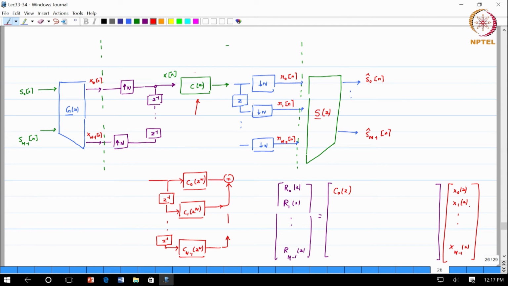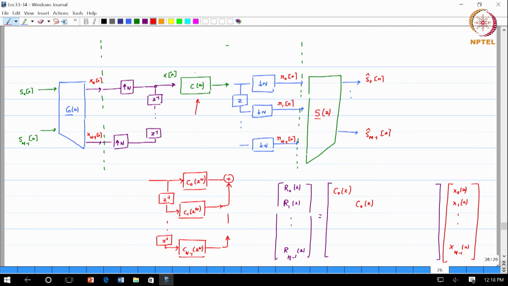Okay. Between x1 and r1, x1 comes in with the upsampler followed by one delay unit, passes through C of z. So you can pass through any of these branches, and at the other end R1 comes out with a one advance operator. So, the z inverse and the z will cancel each other, leaving the transfer function to be only C0, all the others would have gotten killed. So, x1 to R1 is also C0 of z.